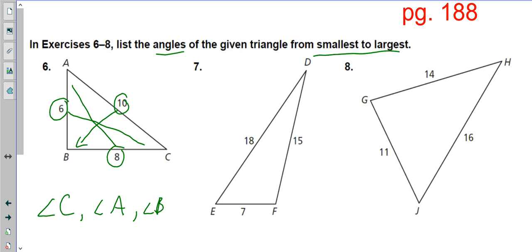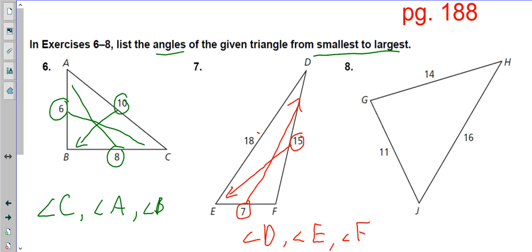Okay, for number 7, similar idea, smallest to largest, so look for the smallest side. So therefore, the smallest angle is angle D. Okay, the next largest side is 15, so opposite that is angle E. So that's going to be bigger than D, but smaller than angle F, which is opposite our largest side, so it must be our largest angle, F there. Okay.